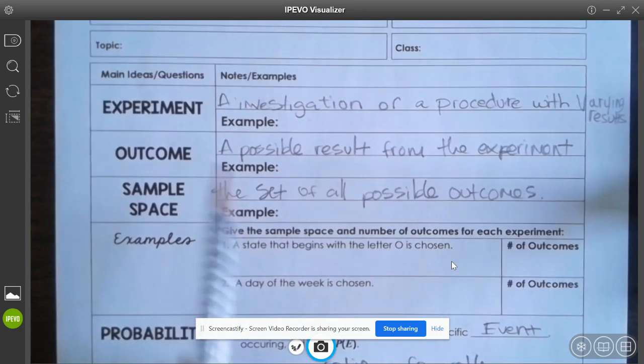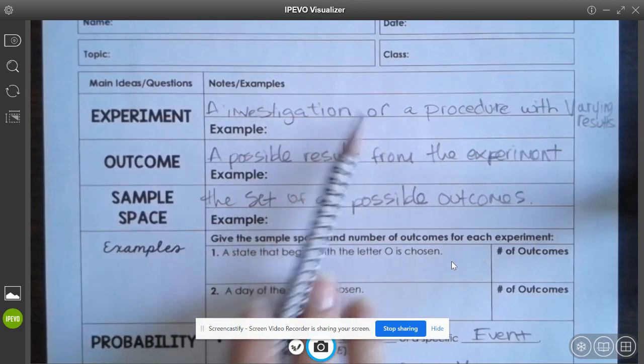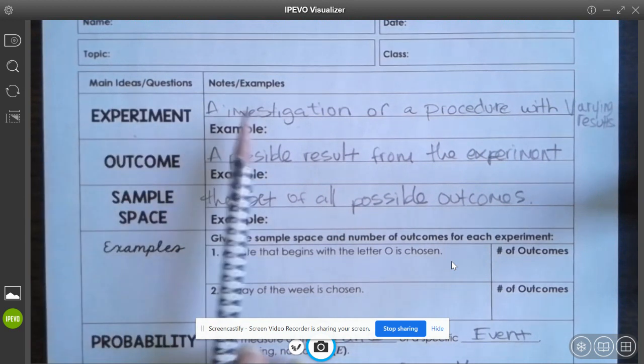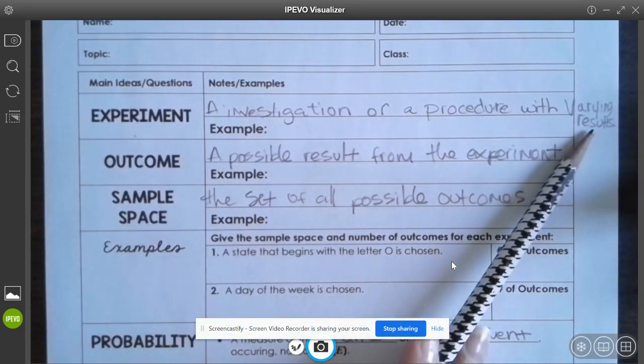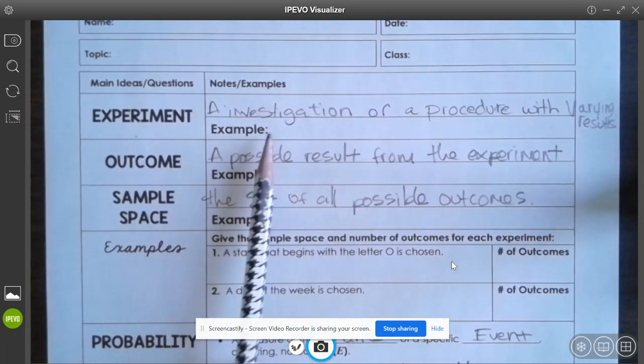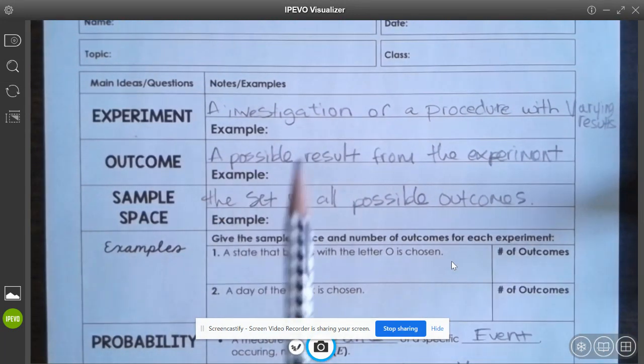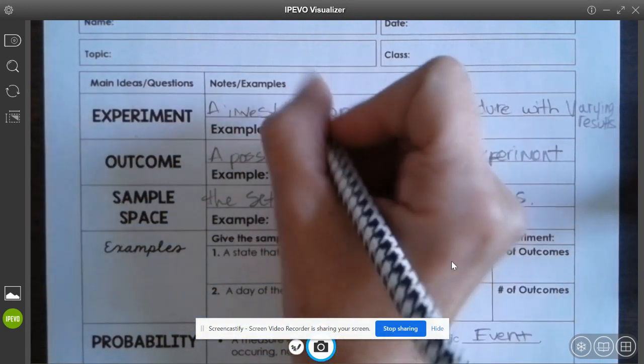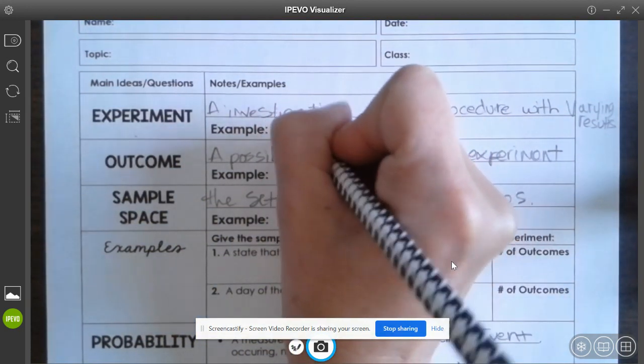I already wrote the definitions here to save time. So an experiment is an investigation or a procedure with varying results. Like a science experiment, right? Think about something like that. So an example of an experiment will be, we're gonna use flipping a coin.